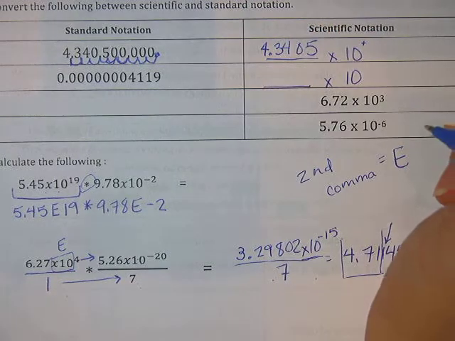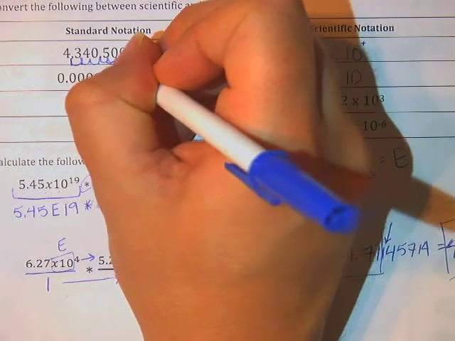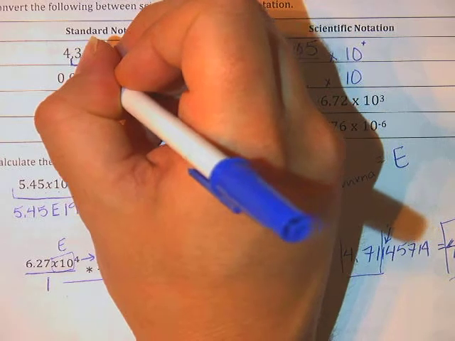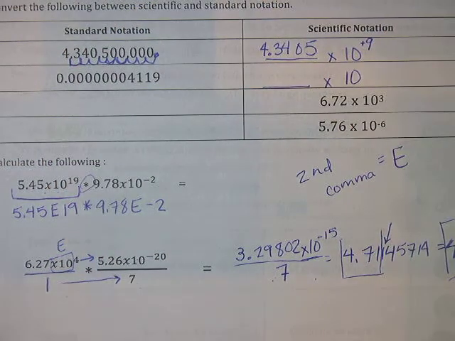4.3405. And we count how many times we moved it. 1, 2, 3, 4, 5, 6, 7, 8, 9 times. So my exponent is 9. No, you don't have to put the positive sign.